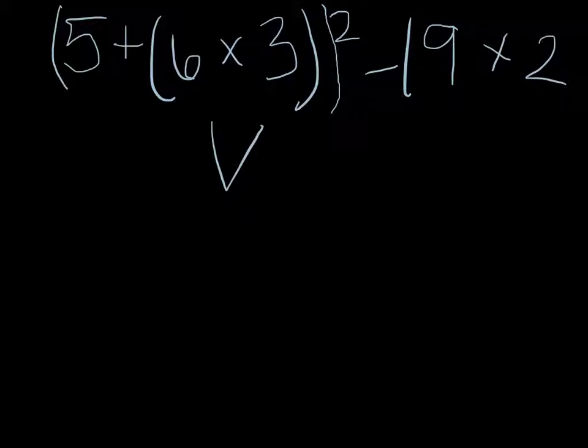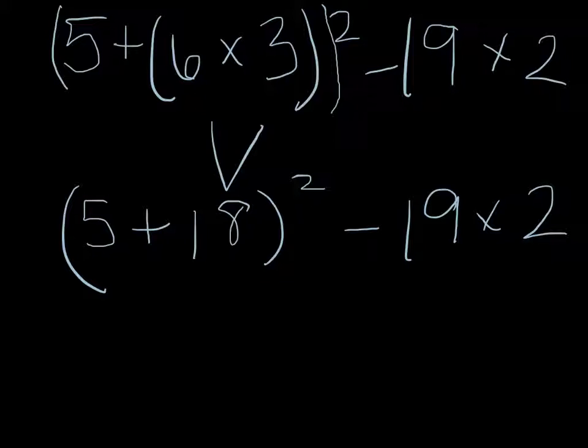So draw your caret underneath. 18 comes down. And remember, now we just rewrite what goes inside. Now I have my problem rewritten. I still have G left in GEMS, which stands for grouping, because there's still one more set of parentheses. I next need to do 5 plus 18, which is 23.